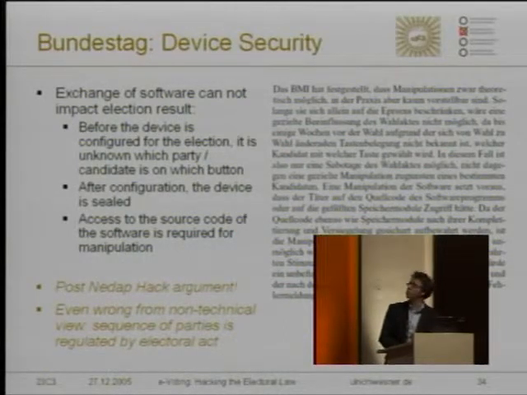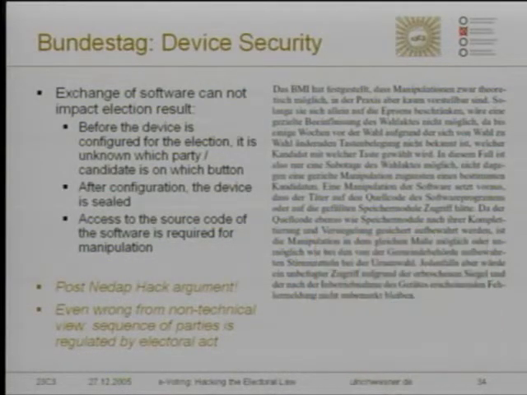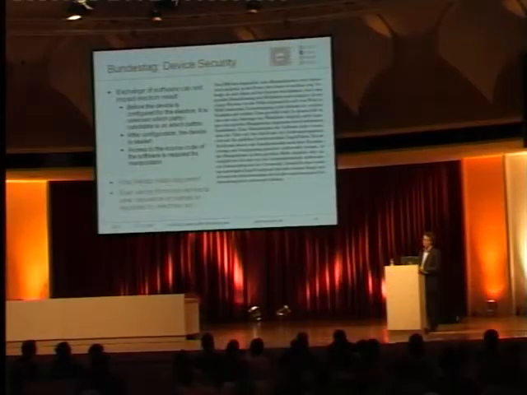There are some interesting comments on device security. They say the software actually cannot be tampered with, or if the software is tampered with, it cannot impact the election result before the device is actually configured for an actual election. You don't know which party is on which button, so how can you implement software that moves votes around? And then they say after the configuration, the device is sealed. So if somebody wants to tamper, he needs to break the seal. That broken seal would be noticed. So if somebody tampered with the software, you would know.